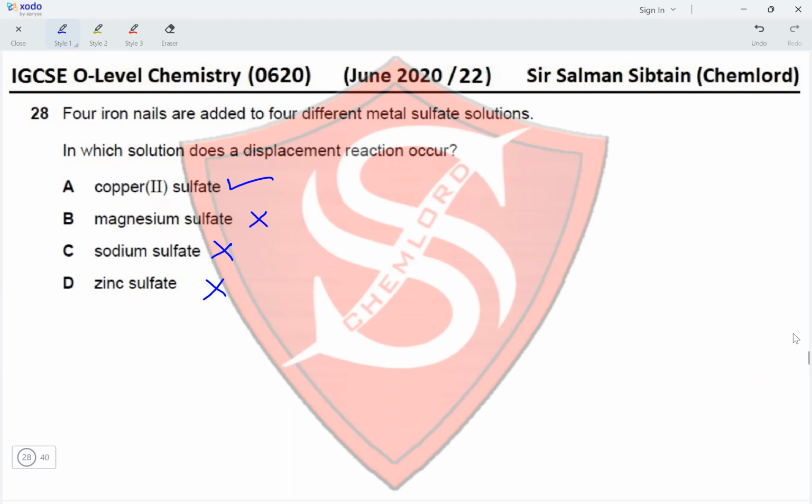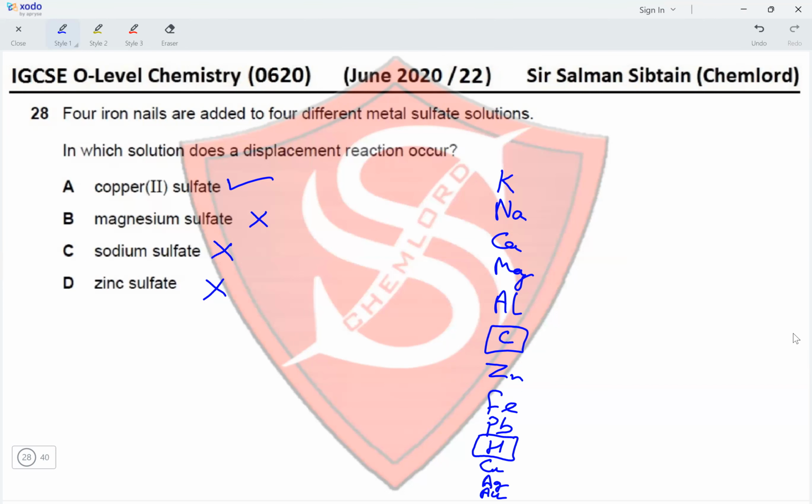And in order to check for the reactivity, we need to remember the reactivity series. That would be potassium, sodium, calcium, magnesium, aluminum. Then we would have carbon, then zinc, then iron, then lead, followed by hydrogen, then copper, silver, gold. So the only metal that is less reactive than iron is copper, making option A the correct option for this question.